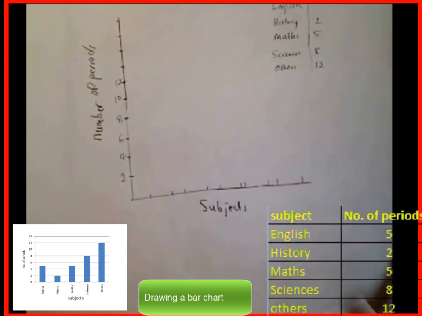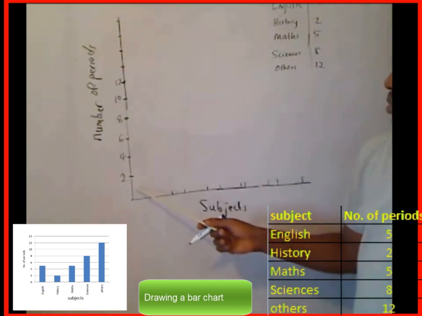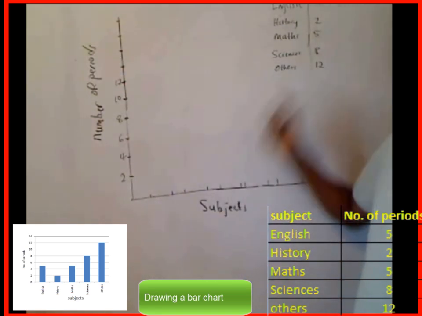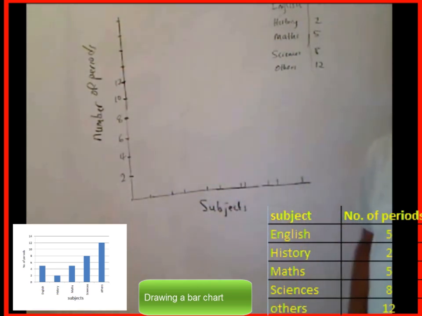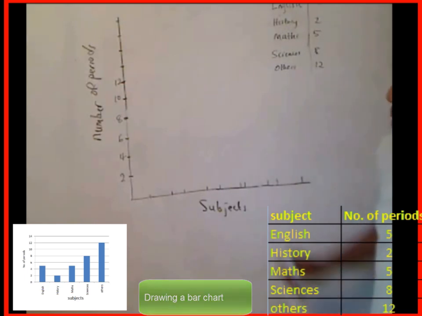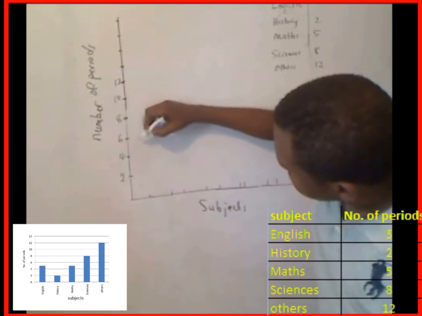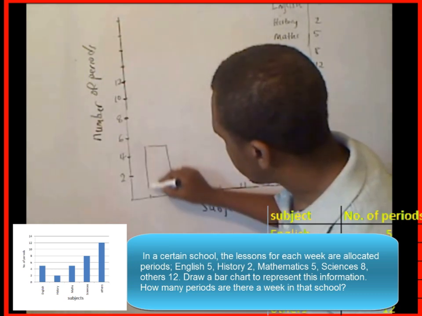So we'll start with the first. English language has 5 periods. We start plotting the bars. We take the first one, English language. English language has 5 periods. So this will be 5 somewhere there. I trace the bar for that. 5 periods.